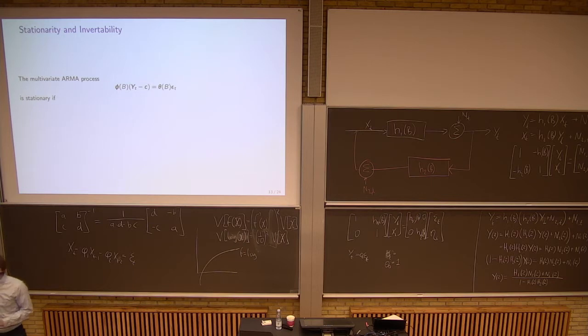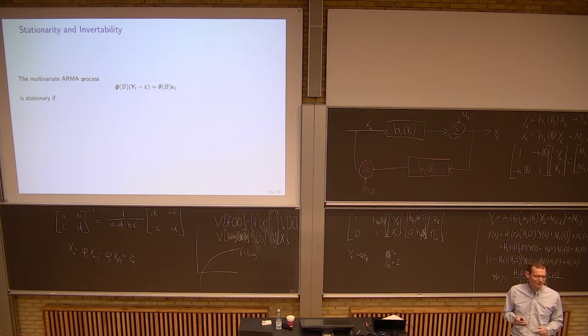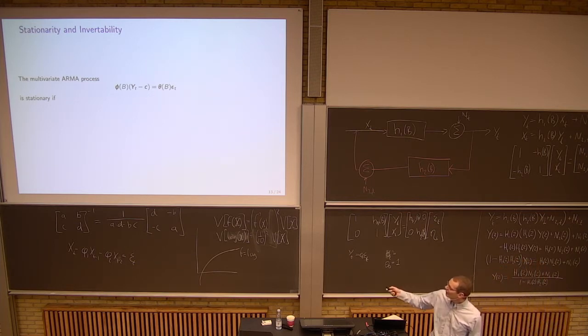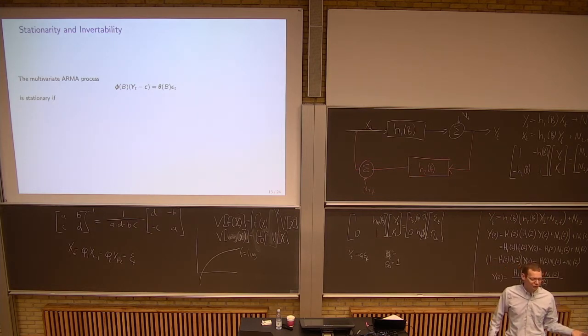I think this is the last slide before the break. Stationarity and invertibility is very similar to what it was for the univariate models. Do you recall what you did for the univariate models for stationarity? It involves z inverse as a hint. So you're looking at the poles inside the unit circle. You put phi of z inverse equal to 0, solve that for the roots of that polynomial, and see if the roots are inside the unit circle.